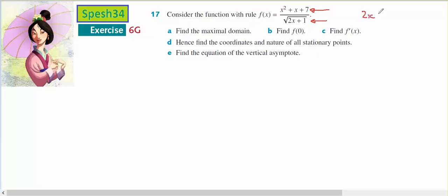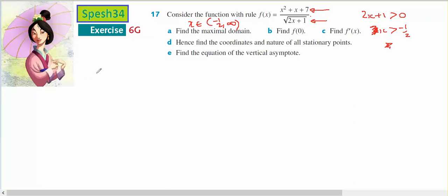Therefore 2x plus 1 has to be bigger than 0. It can't equal 0 and can't be negative. So 2x has to be bigger than negative 1, therefore x has to be bigger than negative a half. So the maximal domain will be x is an element of minus a half to infinity.